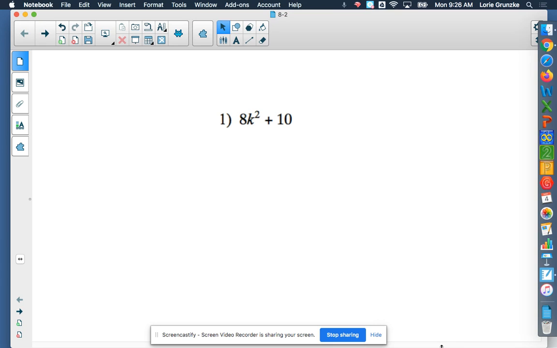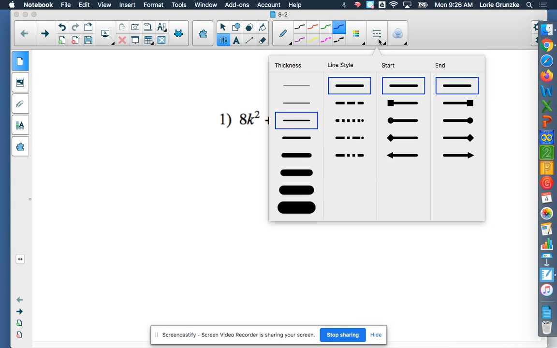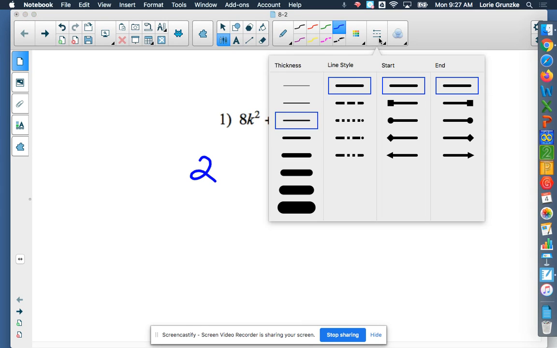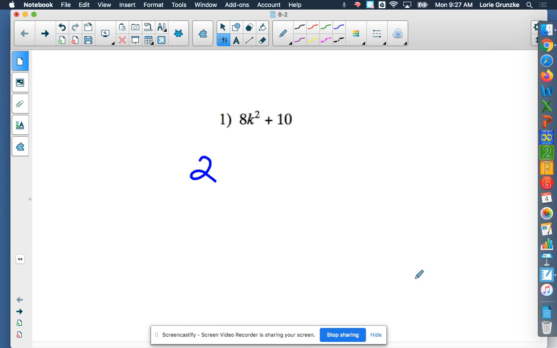So this first one, I'm going to do the whole thing. Not even going to ask you to answer anything on this one. So there's an 8k squared and a 10. I look at those two things and I think, okay, what is in both of them that I could divide out of both the 8 and the 10? And I'm hoping you see it's a 2. That's way too thick. I'm going to thin my line. A 2. Because I can take a 2 out of 8 and I can take a 2 out of 10.